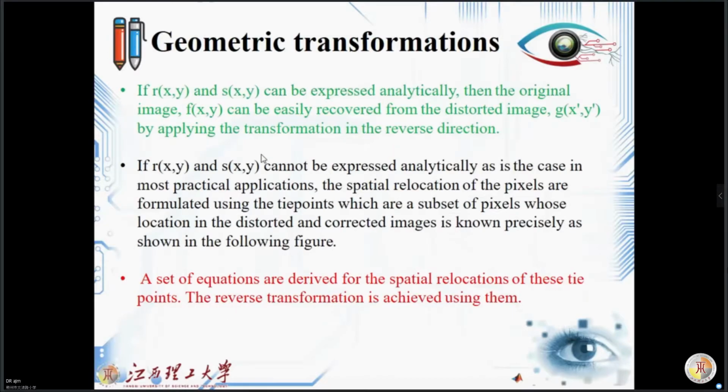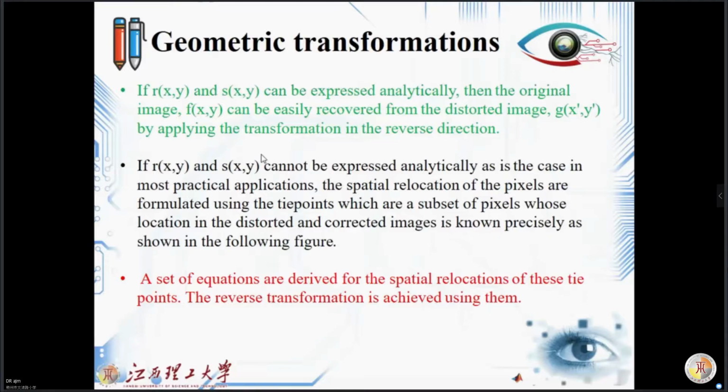If r(x, y) and s(x, y) can be expressed analytically, then the original image f(x, y) can be easily recovered from the distorted image g(x prime, y prime) by applying the transformation in the reverse direction.